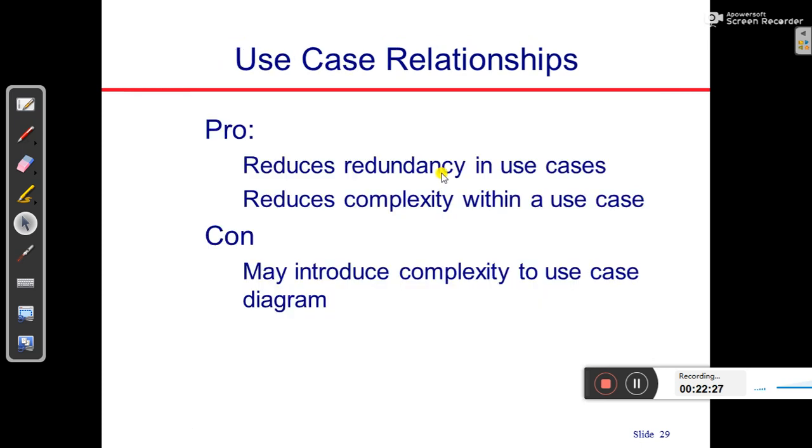So what are the pros of use case relationships? They reduce redundancy in use cases and reduce complexity within a use case, but they may also introduce complexity to the use case diagram. So relationships might increase complexity in the use case diagram, but the complexity might reduce in case of a single use case.